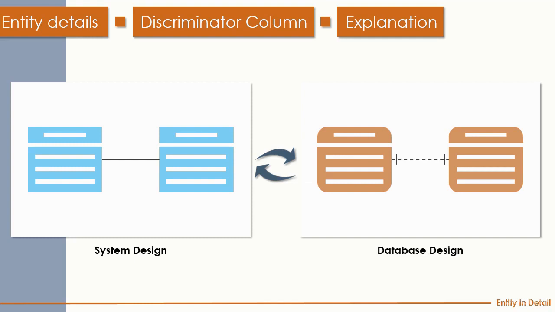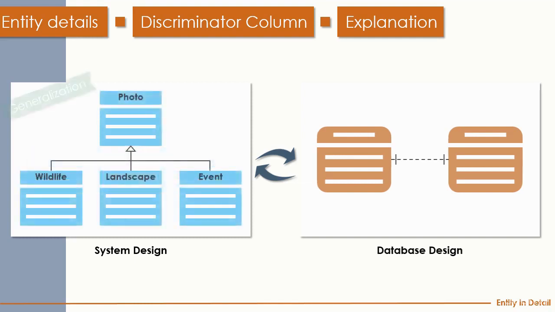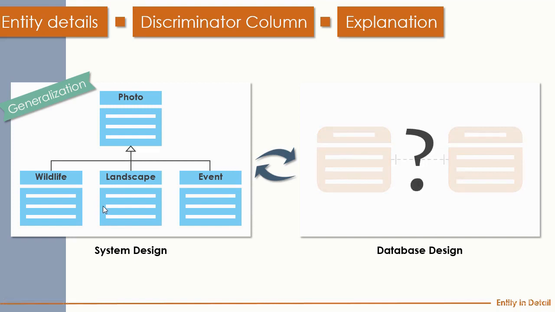The discriminator column is used to solve one problem. When you're drawing the class diagram, you define the class hierarchy. You can use the generalization to specify the superclass and subclass. This is an example where we have a photo class and different subclasses for different properties and different behavior. We have wildlife, landscape and event. You define it in the class diagram, and during the programming it is very natural. But how about the database? We need to save this object to the database.